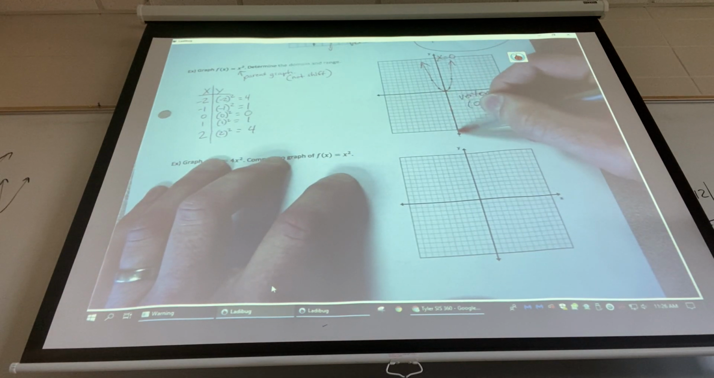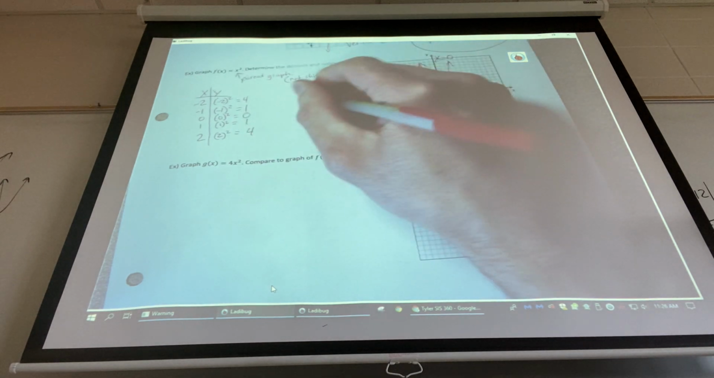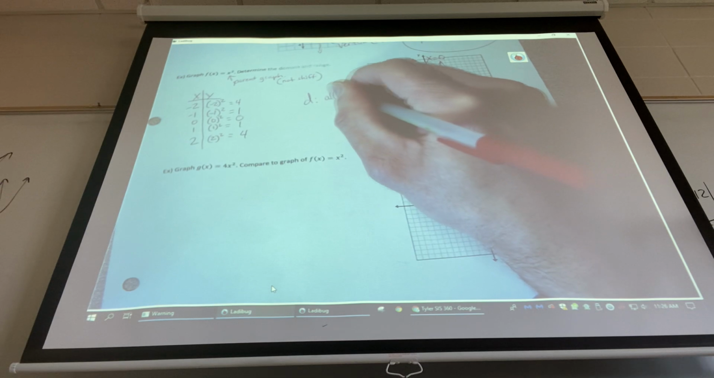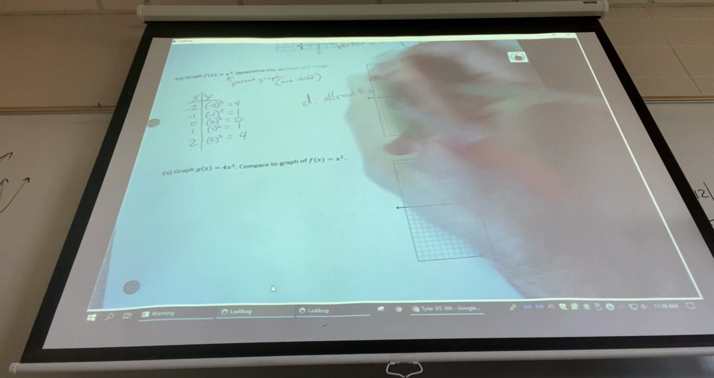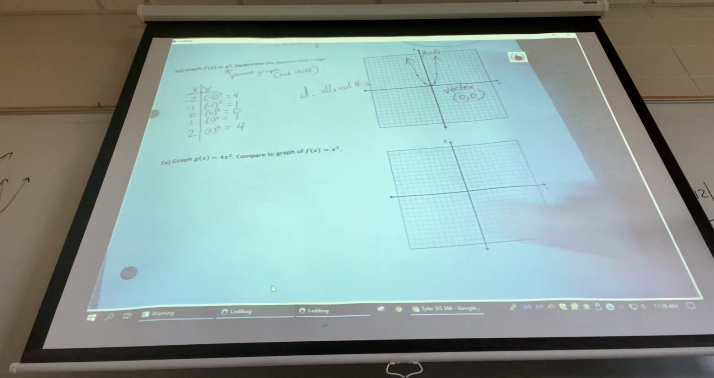Do we always have to identify the axis of symmetry? I mean, not always, but I'm probably going to do it most every time just so we get the practice of it. Okay. Well, what else should we talk about? Domain and range. Oh yeah, domain and range. What's our domain? All real numbers. Do you guys see how there's no restriction on what we put in for x here? We can put everyone in there.